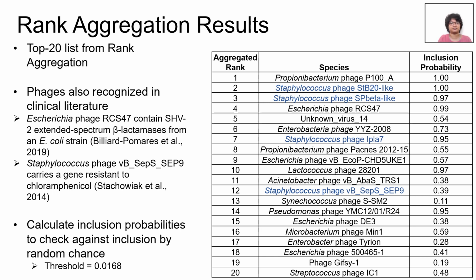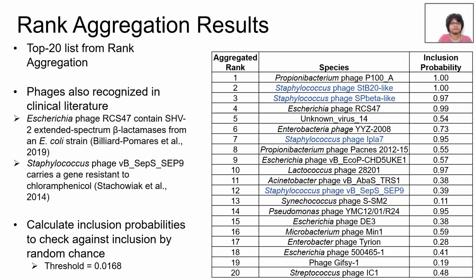The list is quite different from the initial list obtained from VIPC scores. While the phages in blue are the ones that match with the previous list, we find that Staphylococcus phages no longer dominate this list, and phages that attack other kinds of bacteria are also recognized. The top phages selected here agree with those established in clinical literature.